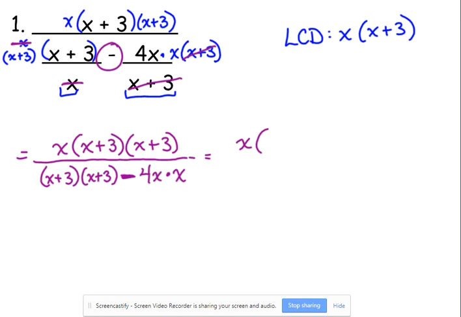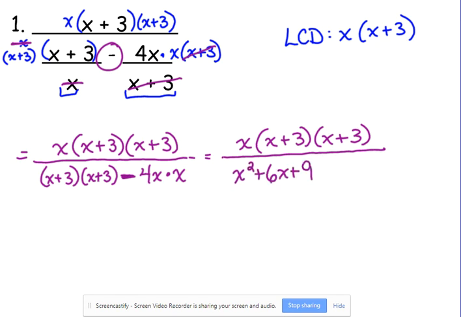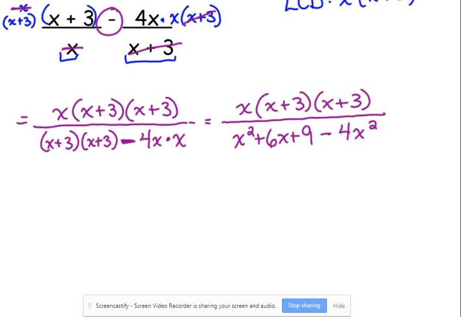So leave the numerator in factored form. Leave the numerator in factored form because we're going to try and see if we can get the denominator in a factored form that will allow us to simplify. But we have to multiply it out first. So x plus 3 times x plus 3 is x squared plus 6x plus 9. And we've got minus 4x squared. Leave the numerator in factored form. X times x plus 3 times x plus 3.